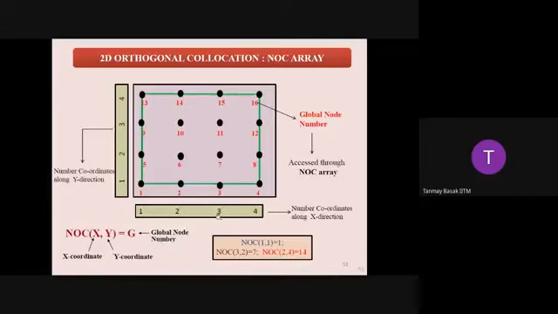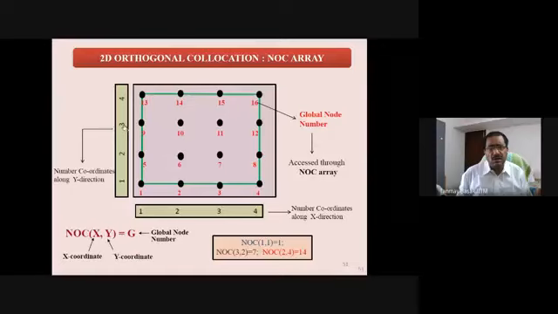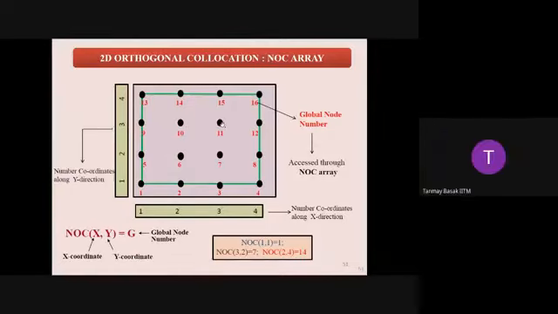If you look at 3, that means the third number coordinate along the x direction and the third along the y direction, and it becomes 11. This is the way global node numbers are done. Here I have given examples: NOC with x coordinate 3 and y coordinate 2 gives 7. NOC with x coordinate 2 and y coordinate 4 gives 14. So this is the way NOC can be structured.